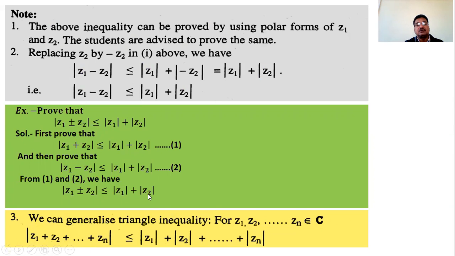mod Z1 plus mod Z2. This is the example that proves that mod Z1 plus minus Z2 is less than or equal to mod Z1 plus mod Z2. Prove first this, then prove this, and then we write that from 1 and 2 we have this. And we generalize this inequality: mod Z1 plus Z2 plus Z3 plus up to Zn is less than or equal to mod Z1 plus mod Z2, in this way up to mod Zn.